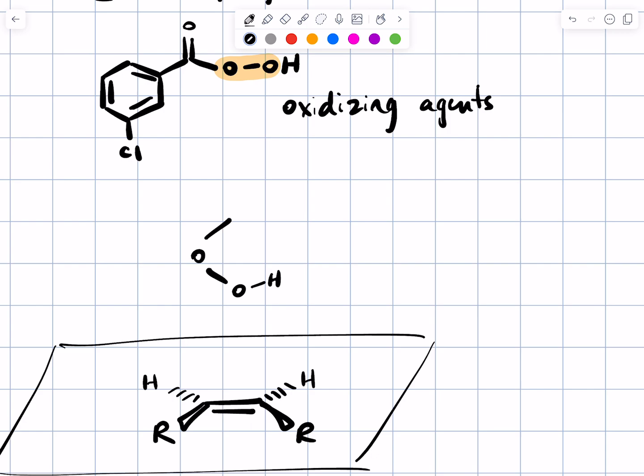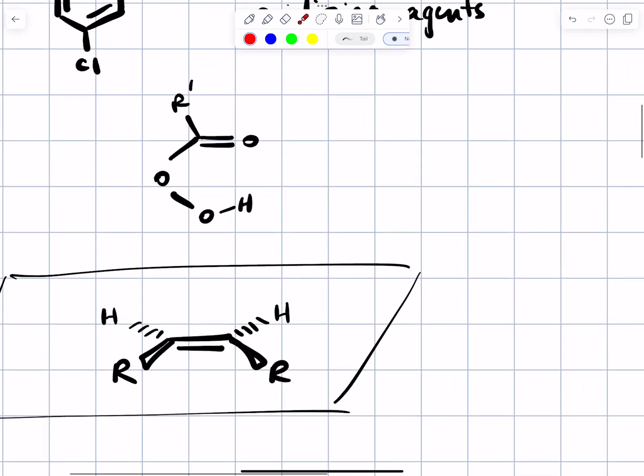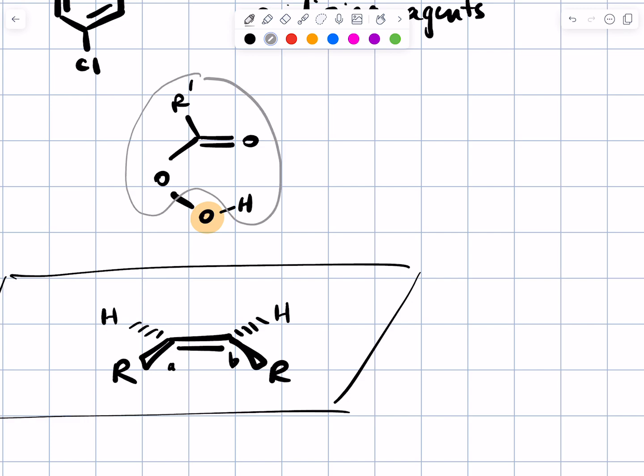I'm going to draw this reagent in a slightly different way. You'll see it's the same thing as I've drawn above. I'm going to use an R group for the benzene ring, the metachlorobenzene ring. And this is the oxygen that's going to get attached to both carbons of the alkene. We'll call these A and B. Everything else you can think of as a leaving group.